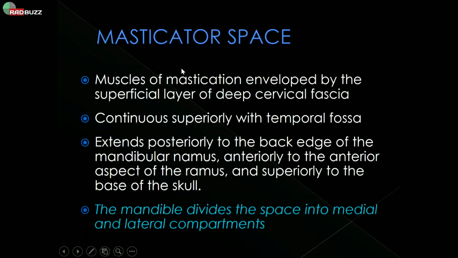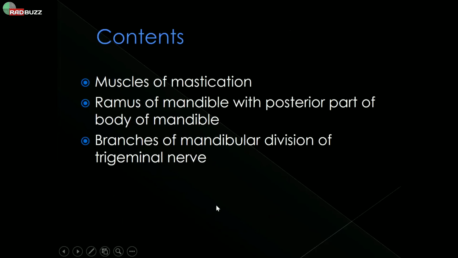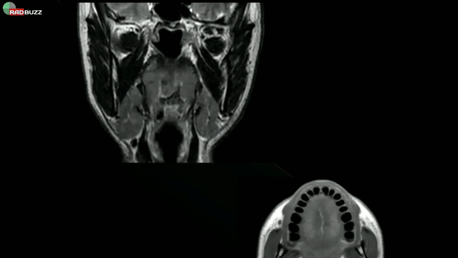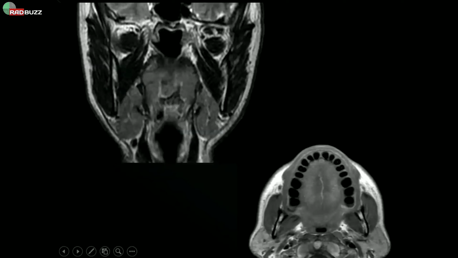Now the masticator space, it contains the muscles of mastication enveloped by the fascia. It is continuous superiorly with the temporal fossa, posteriorly to the edge of the mandibular ramus, anteriorly to the anterior ramus, and superiorly to the base of skull. Then the mandible divides the space into medial and lateral compartments. How? That's the masticator space. Let me show you how it is divided into medial and lateral.